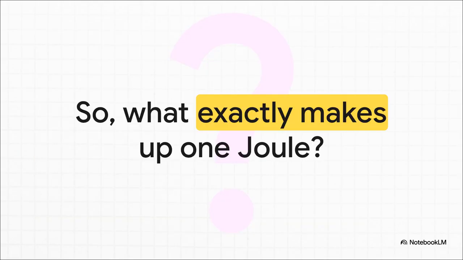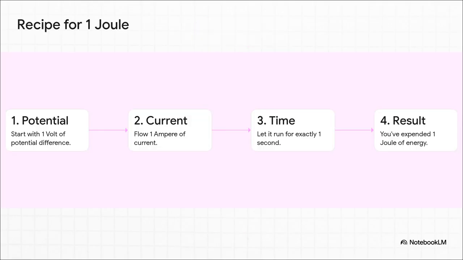But just saying 1 joule feels a little abstract, doesn't it? What does that even mean in the real world? What actually goes into making 1 single joule of energy? Well, here's the formula, and it's quite simple. Imagine you have some electrical pressure. We call that a volt. And that pressure is pushing a certain amount of current. That's an ampere. If you let 1 volt push 1 ampere of current for just 1 second, the total energy you've just used is exactly 1 joule.